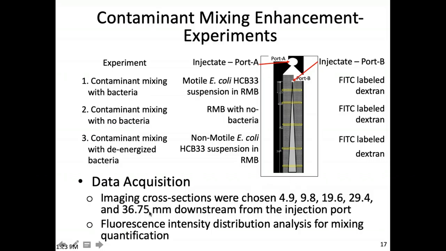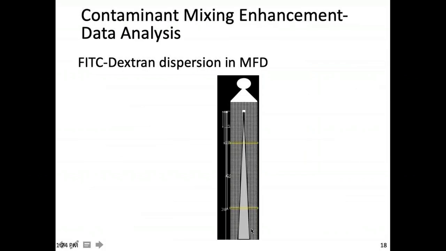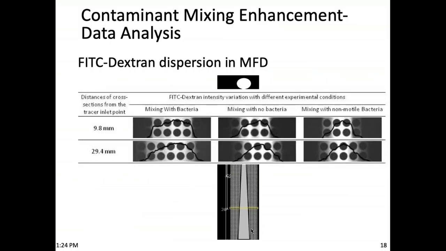And then we chose different locations. We collected data at this point, basically images across this cross section, and we looked at the mixing, or basically the widening, of the plume profile. This is one example, where the plume profiles are at 9.8 millimeters from upstream, and this is basically the last one here. So there are three different experimental conditions that I explained. On the left, there are bacteria moving; in the second one, there are no bacteria at all; and in the third one, we have bacteria in the system, but they're not moving.